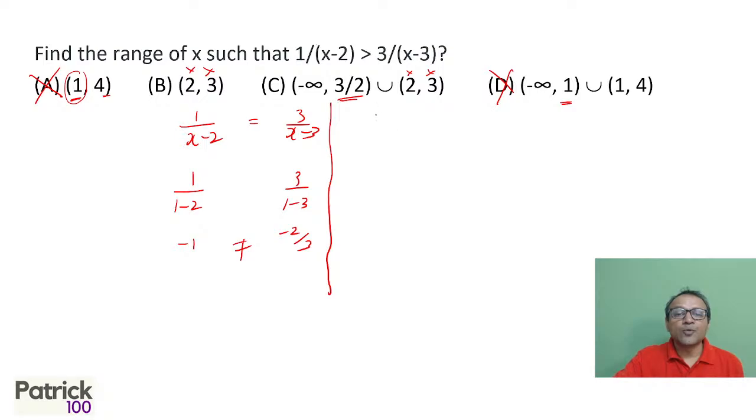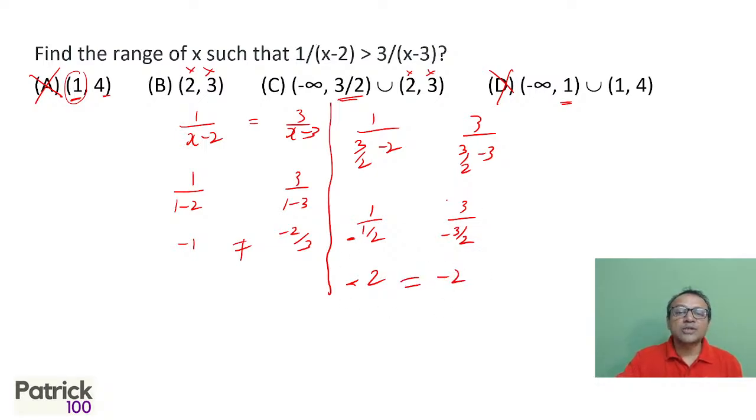Next, let me substitute 3 by 2. So 1 upon 3 upon 2 minus 2, and 3 upon 3 upon 2 minus 3. If I substitute this, it becomes 1 upon half, which becomes 2. This becomes 3 upon minus 3 upon 2, which is also minus 2, equal on both the sides. Since it is equal on both the sides, therefore 3 upon 2 has to be part of the answer. You can directly mark C as the answer.